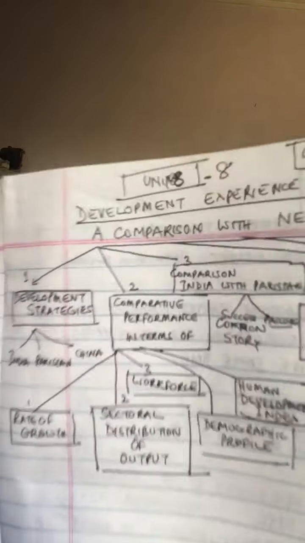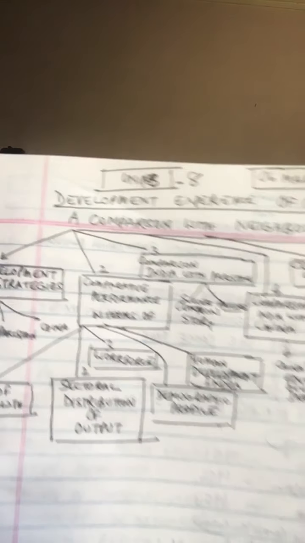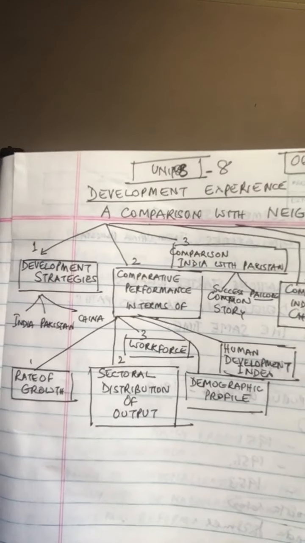In this class again, Unit 8 in continuation. We are doing a comparative study of the economies of China and Pakistan. We have taken these as our neighbors because we started our development path together, and we finished with development strategies. Now we're going to do the comparative performance, the second one.